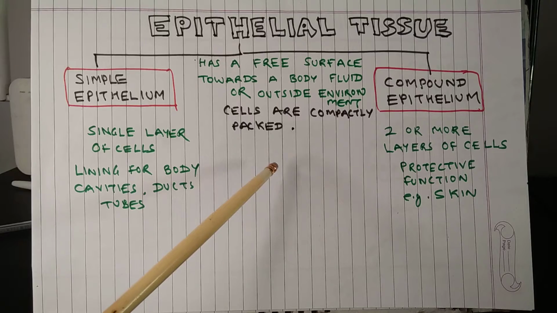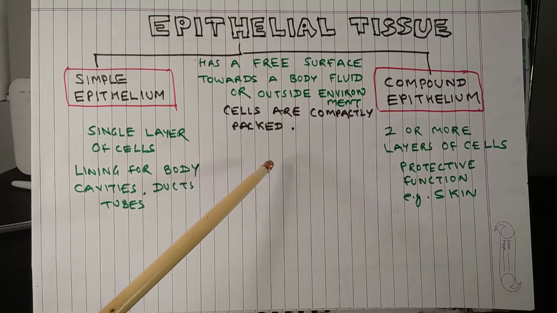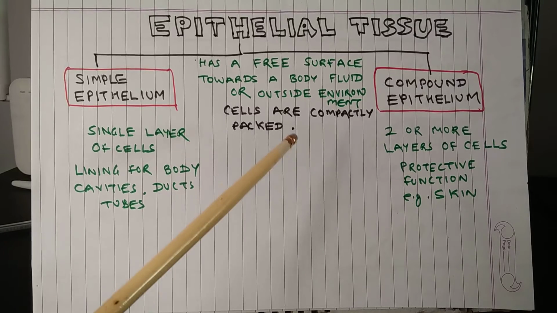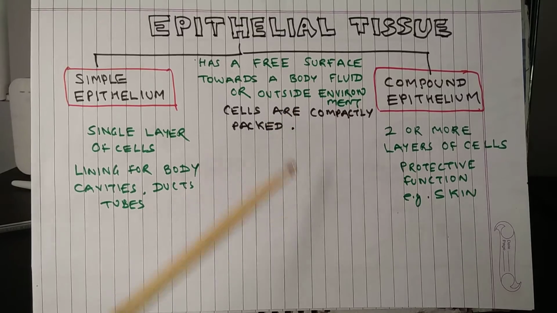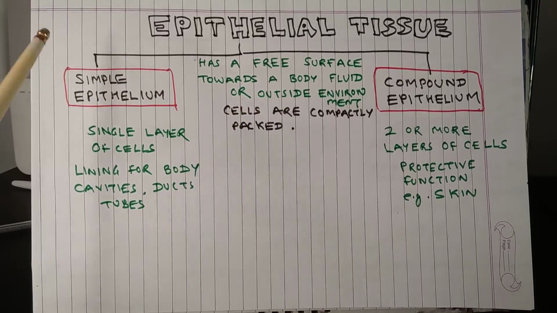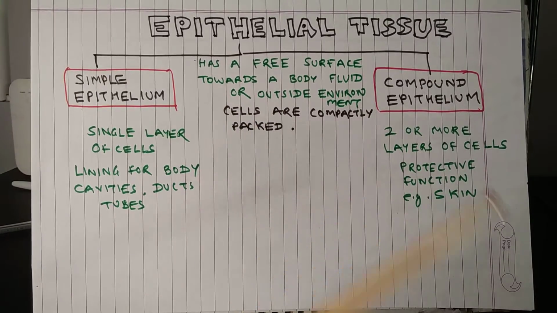So, let us take the example of skin. The free surface of skin faces the external environment, and if we take the example of the inner lining of an artery, the free surface faces the fluid, that is blood, inside the artery. There are 2 types of epithelial tissue. One is simple epithelium and second is compound epithelium.